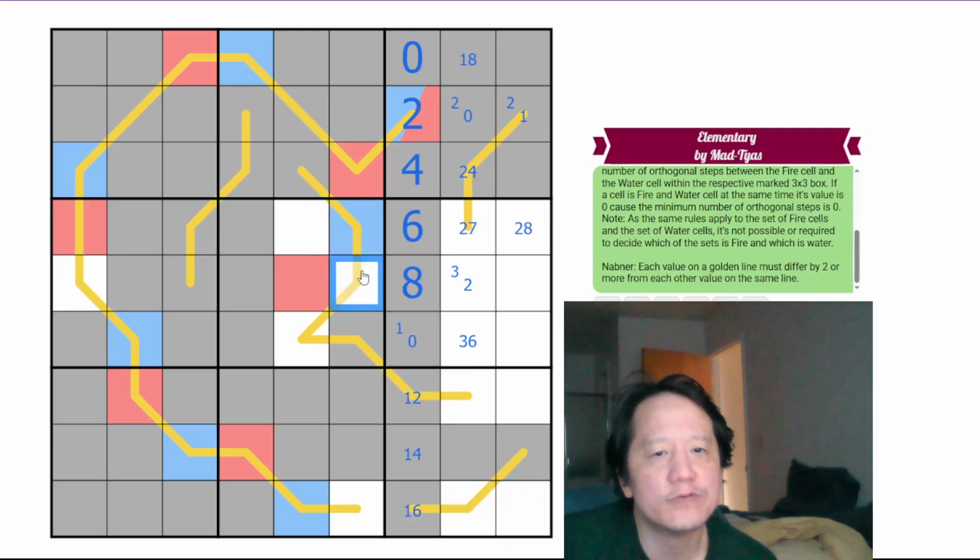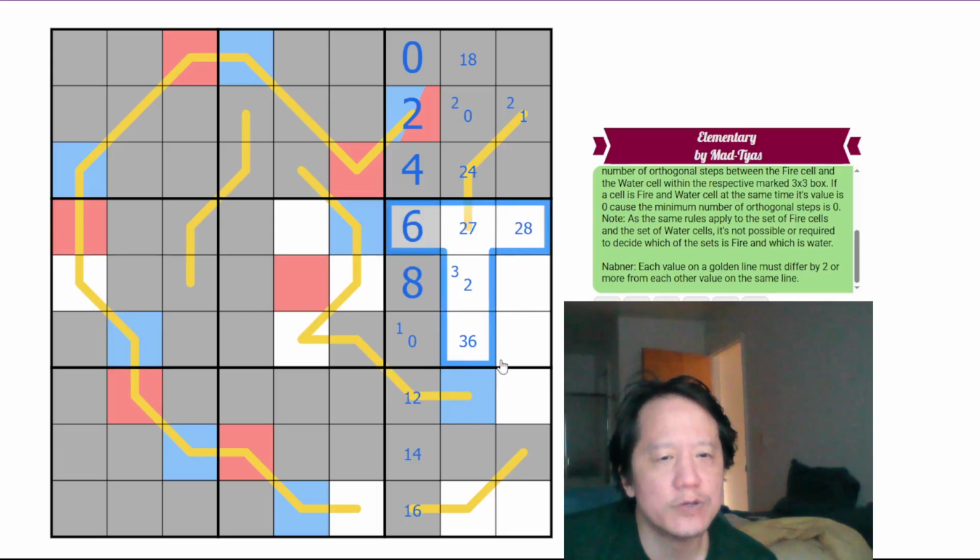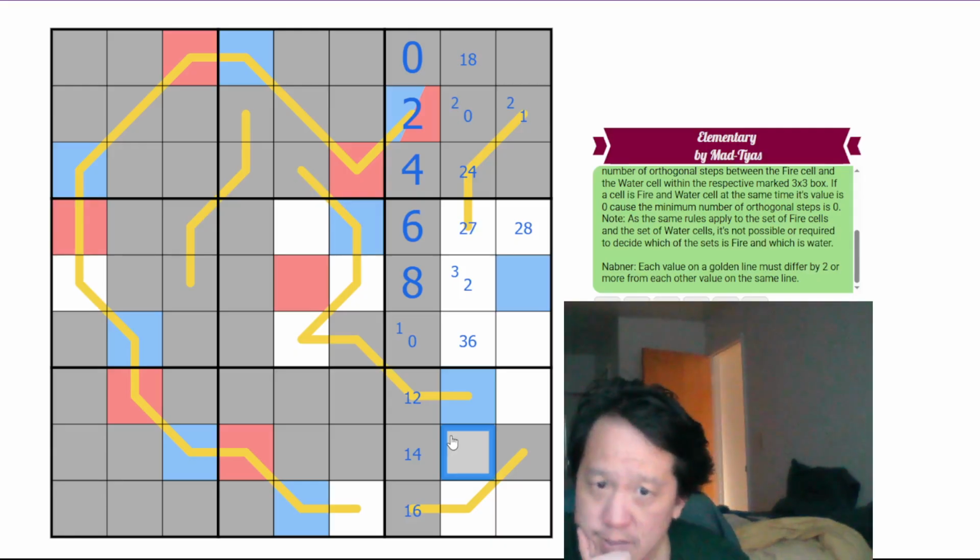Red would still be one of those. You'd have 1, 2, 3, 4, 5. So this would have to be blue. No blue here, no blue here or here. So blue would have to be there. That seems okay.